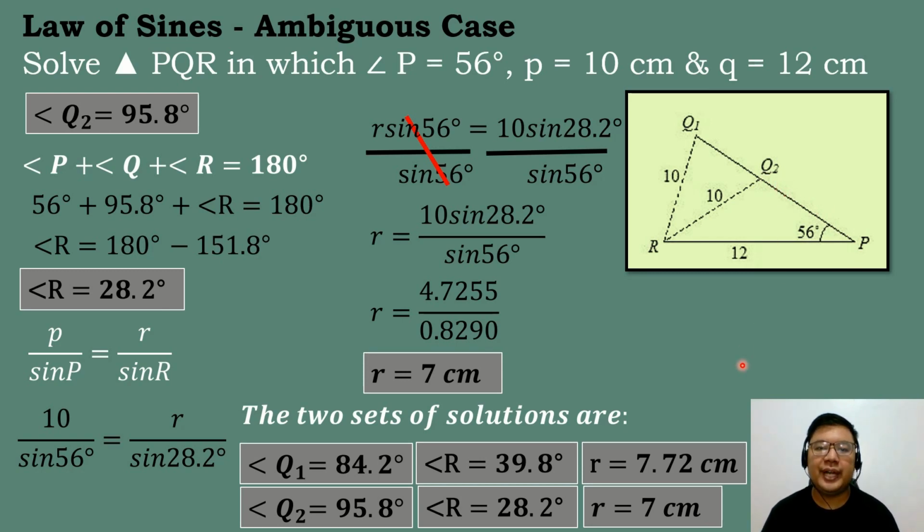So that's it for the ambiguous case. If two sides are given and a non-included angle is given, we will have two sets of solutions.